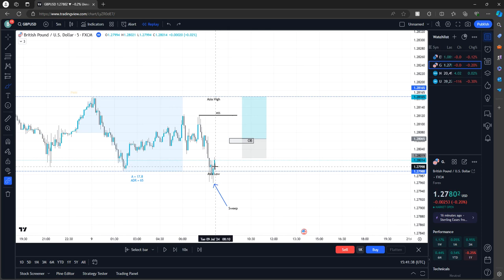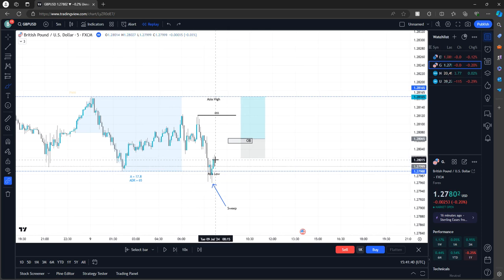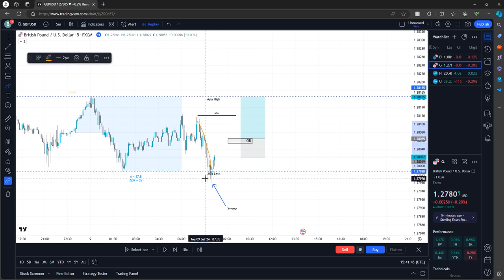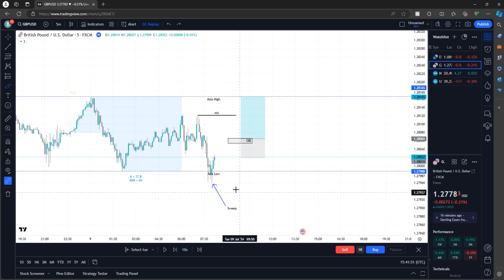As you can see here, we had a bullish candle as a sign of change of momentum. So we've headed down to the Asia low, multiple rejections, 1, 2, 3, and a push to the upside. That's how we know we're in for a reversal.